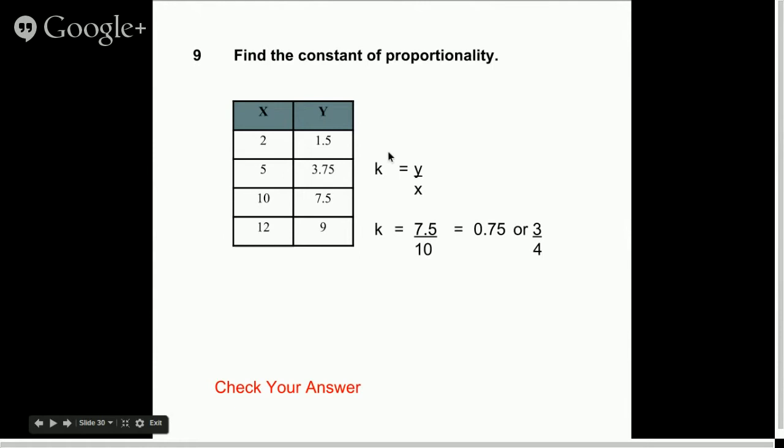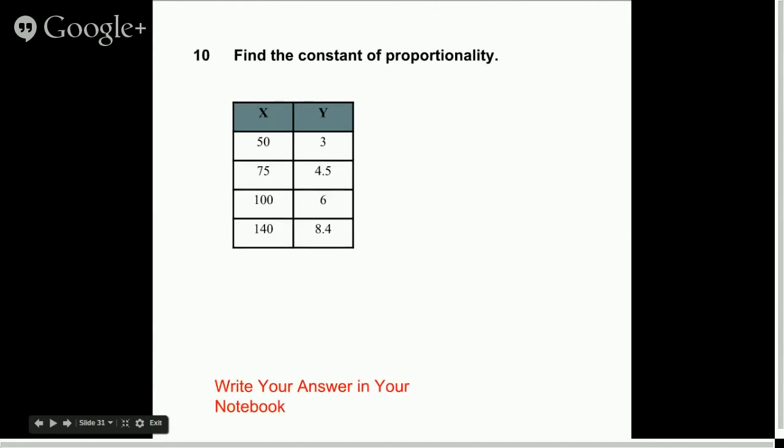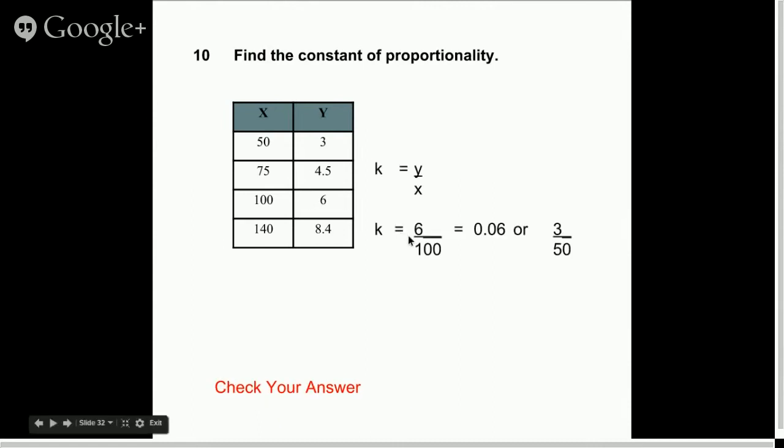Yes, you can write your constant of proportionality as a fraction. It's got to be the simplest fraction though. So you can't just write 7.5 divided by 10, because there is a simpler fraction that this is equal to. Okay, all right. Find this constant of proportionality, go ahead and pause it. Okay. Pick the numbers that you think are going to be easiest. I picked 6 and 100. Okay. So you can get 0.06 or 3/50ths. Both are correct.